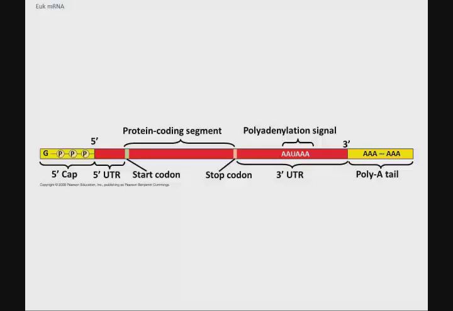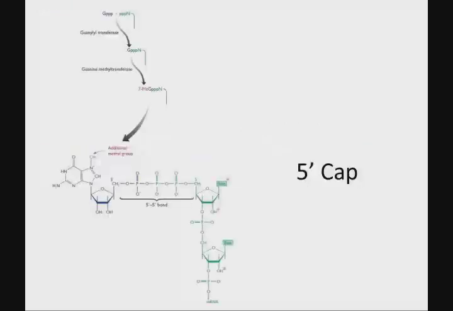Now, 3', or downstream from the stop codon, you have a 3' untranslated region, and a signal in there that says polyadenylation. So this is now going to be the information to say, hey, after me, I want you to add a bunch of A's onto the end of this mRNA. And that's called a poly A tail. And so these are our modifications that we need to make to our mRNA to facilitate its functioning properly in the eukaryotic cell.